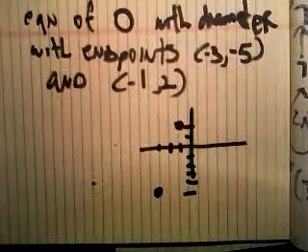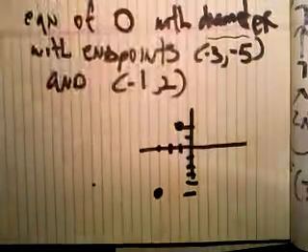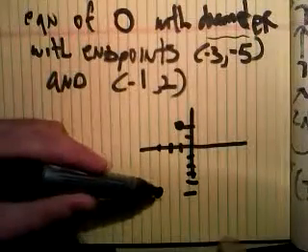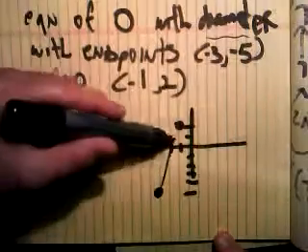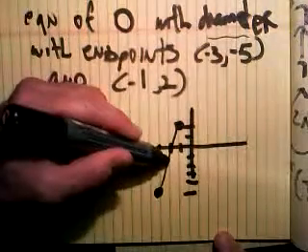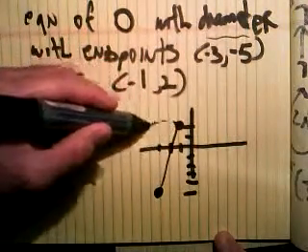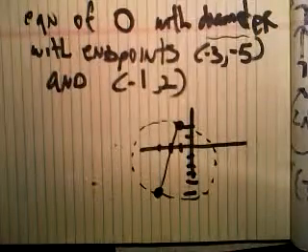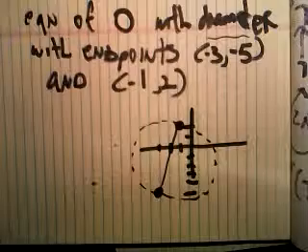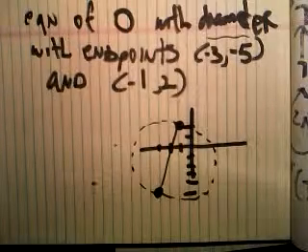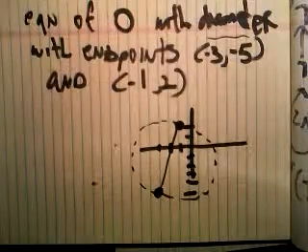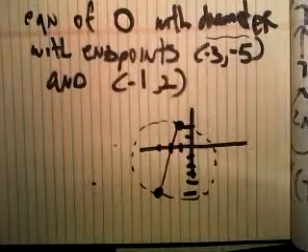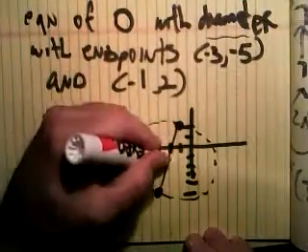And this is where it says diameter. So that means here's the diameter, and here's our circle. Really lousy circle, but who cares? I'm the teacher. I can do what I want. And let me get something here, and here it is. And here's the center.